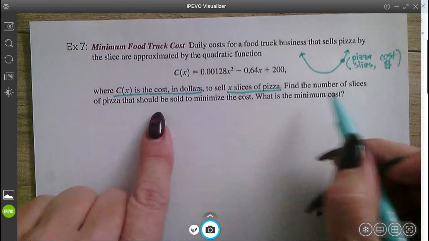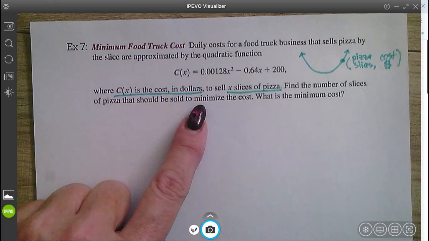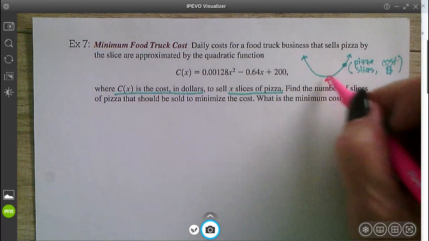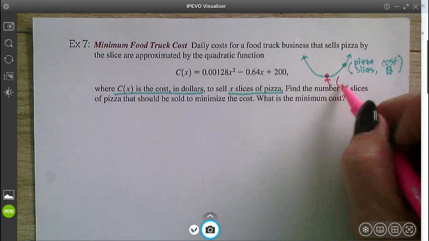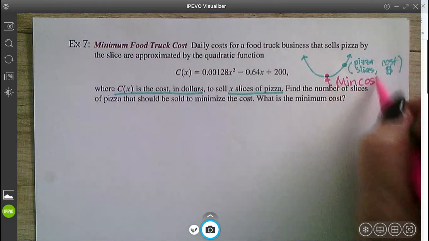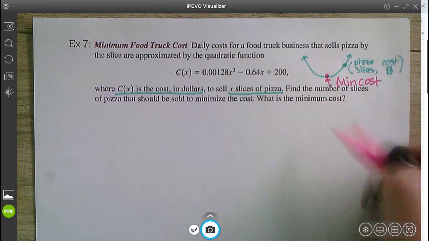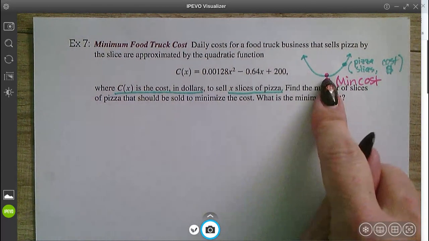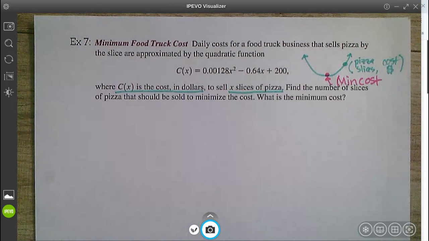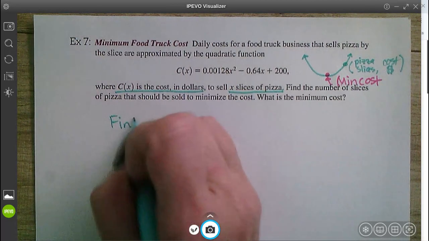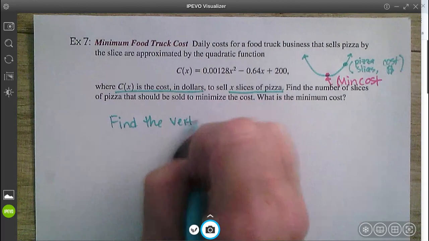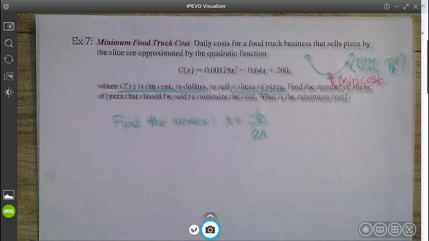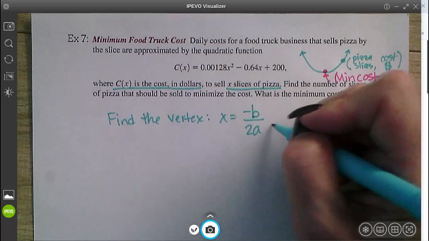So if I wanted to find the number of slices that should be sold to minimize the cost, guess where that's going to happen? Right here. Right here is going to be the minimum cost, the y value. The x value is going to be how many pieces of pizza I should sell. What is that point called? It's called the vertex. So what is this asking me to find? The vertex. How do I find the vertex? I find that by doing the opposite of b over 2a and then subbing it in. So here is the vertex.